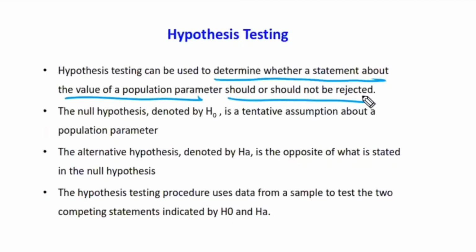Based on the sample. Now, the null hypothesis, denoted by H naught, is an assumption about the population parameter. It is an assumption only; whether it is correct or wrong, you are going to check.